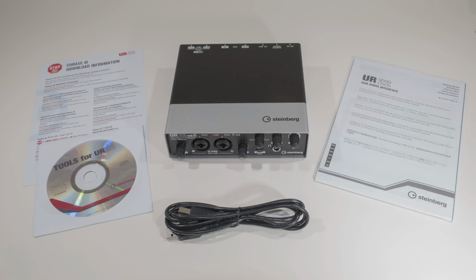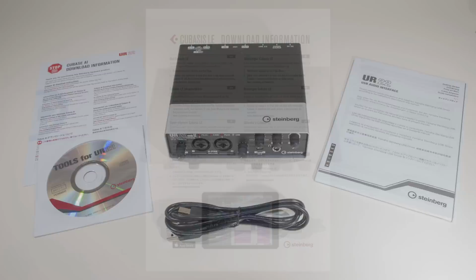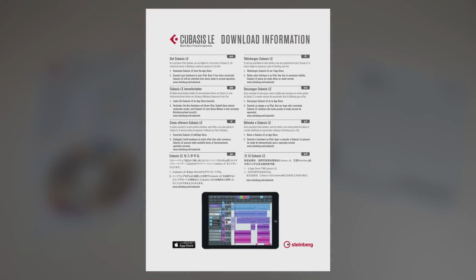Included in the box is the UR22 mkII interface, a USB cable, the user manual and CD, as well as your download access code for Cubase AI. You will also receive instructions on how to download Cubasis LE for your iPad.